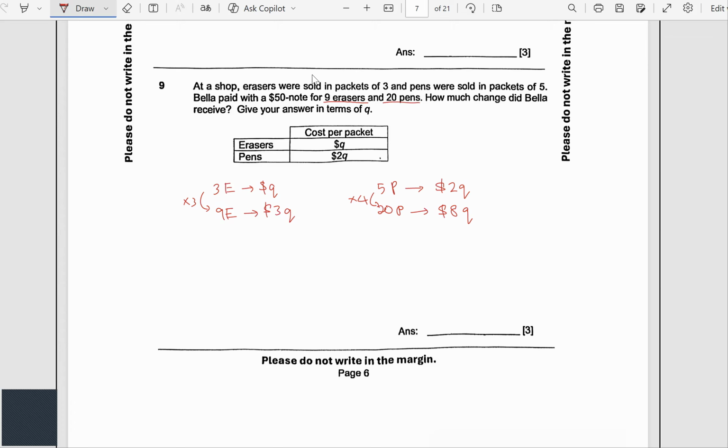So the total spent would be 3Q plus 8Q, which is 11Q. Then how much change? So the change will be what she gave, so a $50 note, then minus what she needs to pay, which is 11Q. Okay, so answer is 50 minus 11Q in brackets, then dollar sign.